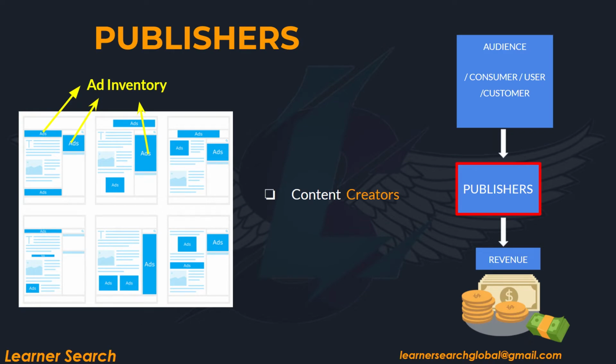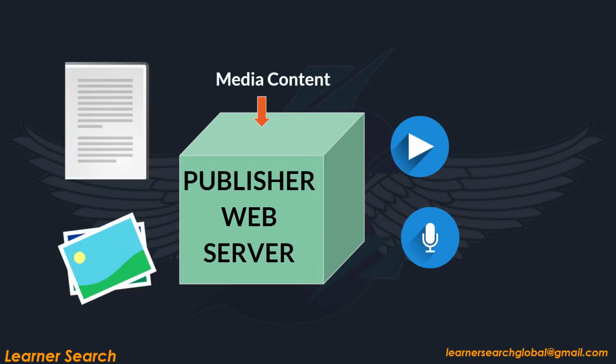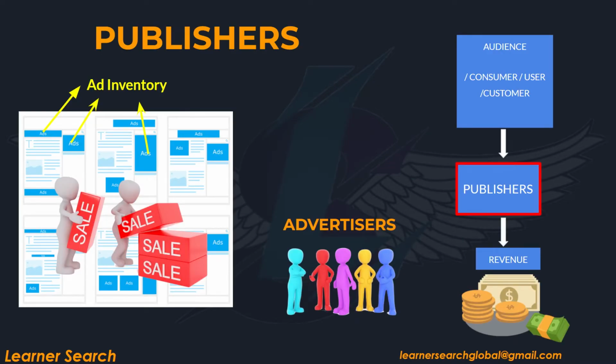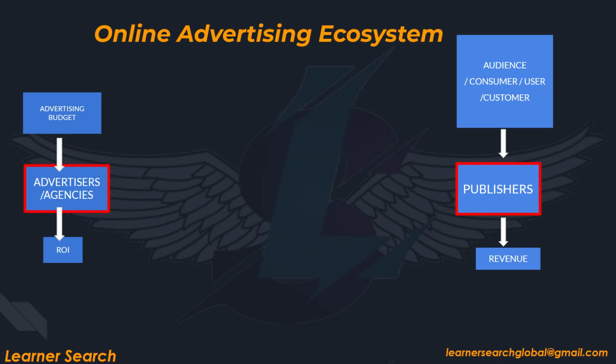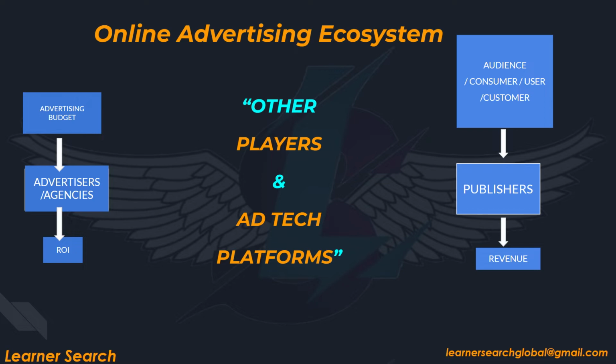Publishers are content creators. Content may be text, video, audio, etc. They are the source of ad inventory, and online consumers or audience are users. Publishers supply ad inventory for those advertisers or brands to reach online consumers. One of the most important ways to generate revenue is through monetization of online media content. Advertisers and publishers are the main players who connect other players and technology platforms in the online advertising ecosystem.